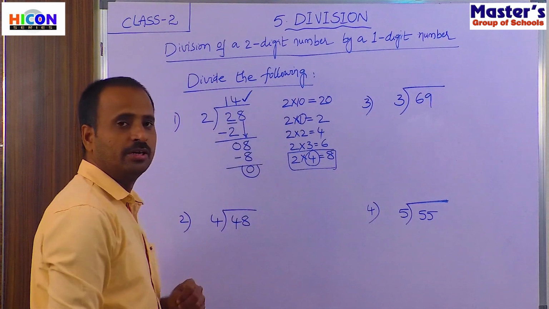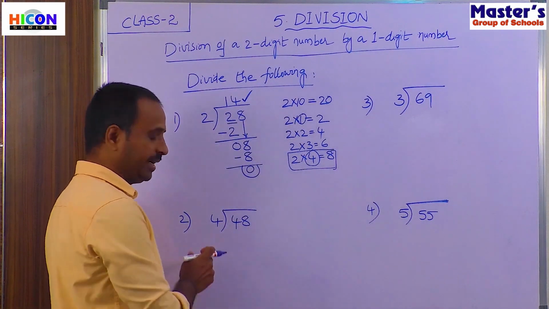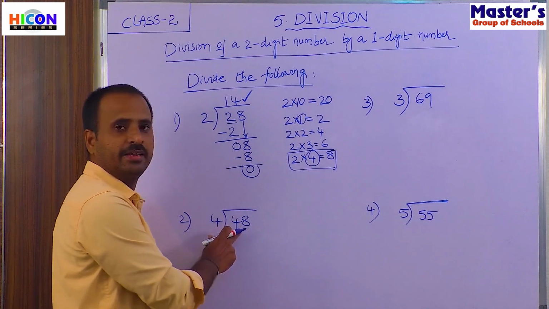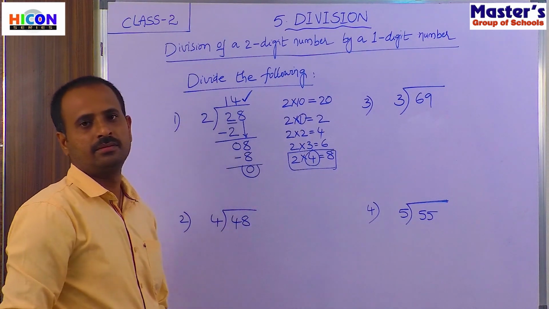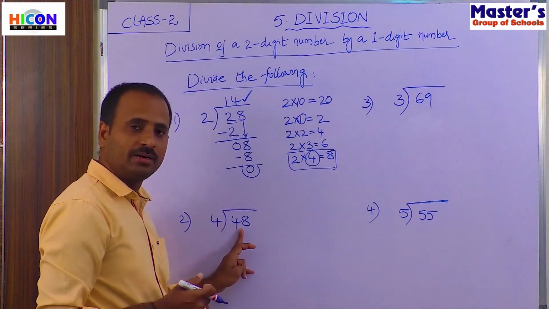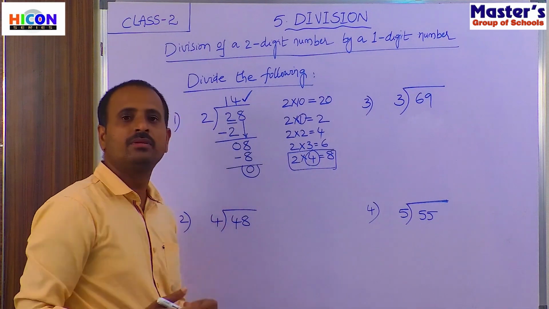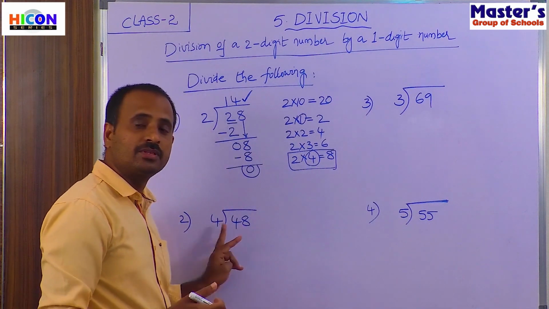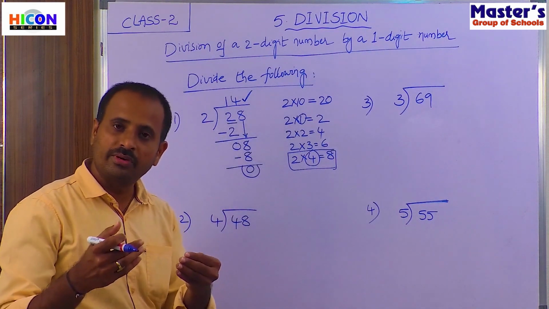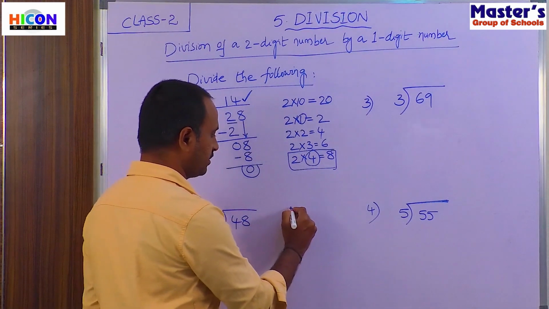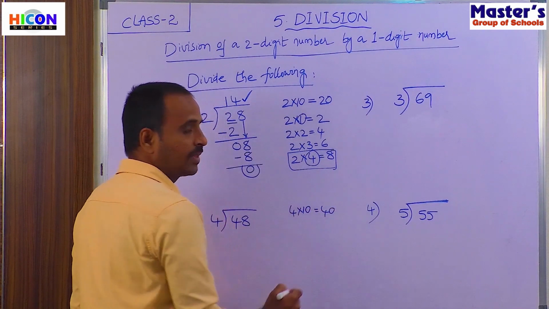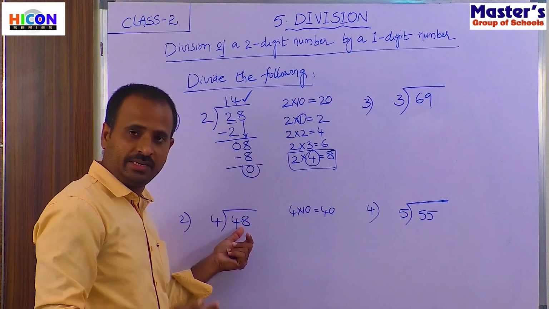So children, see the second division. What is the divisor here? 4 is the divisor. What is the dividend here? 48 is the dividend. Now let us find when the number 48 comes in the fourth table. All the tables we have learnt are up to 10 times only. 4 tens are 40. But they have given 48.